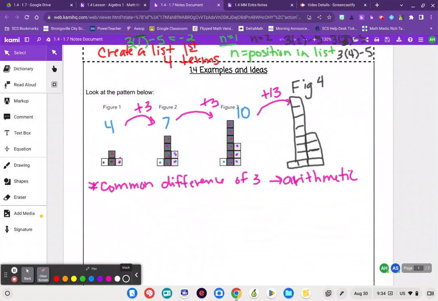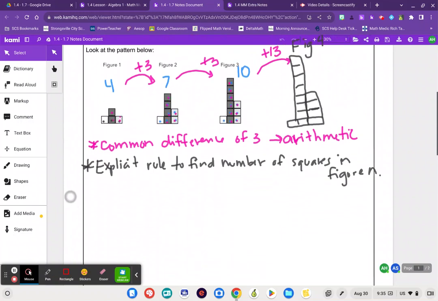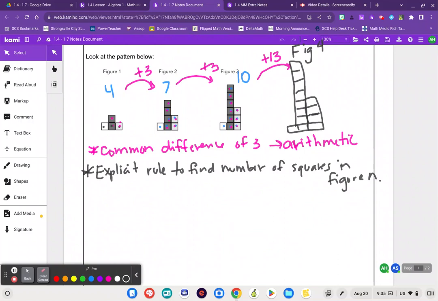Let's give ourselves some direction here. We're going to write an explicit rule, a formula, to find the number of squares in figure N. So I'm going to write a rule to find the number of squares in figure N. When I go to write this rule, because it's arithmetic, we're going to be in this form: blank N and then either plus or minus, depending on what's happening, blank.